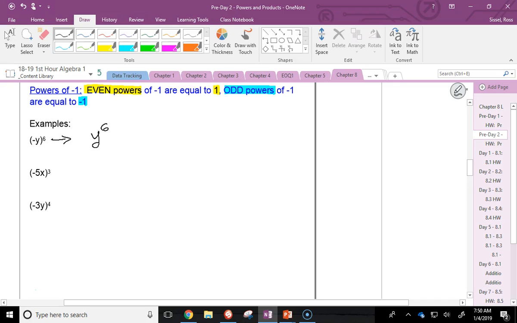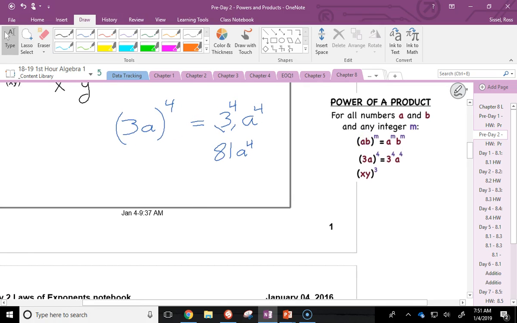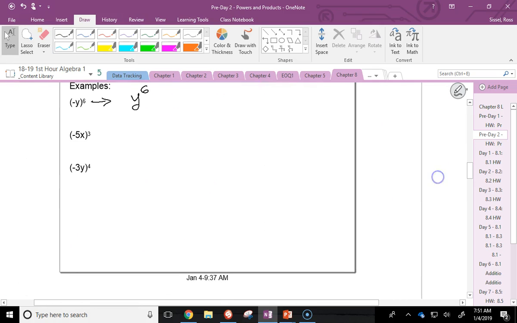If we did the second one, now be careful on this one, because this example is a power of a product. We have -5 times x, and then we're taking it all to the power of 3. So you should be breaking this up into -5 to the power of 3 and x to the power of 3. And what will this simplify to?